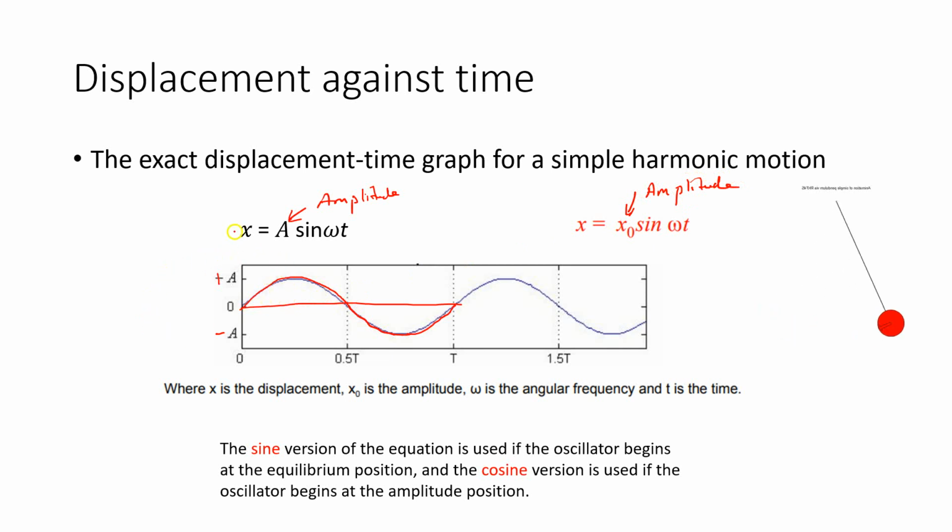Good? This type of graph is obviously a displacement versus time graph. So once the object has been displaced from the equilibrium position, then the graph that you would use to represent the displacement is a sine graph. If you're paying attention to the notes here, it shows us that the sine version of the equation is used if the oscillator begins at the equilibrium position. And for the cosine version, it says that it is used if the oscillation begins at the amplitude position.